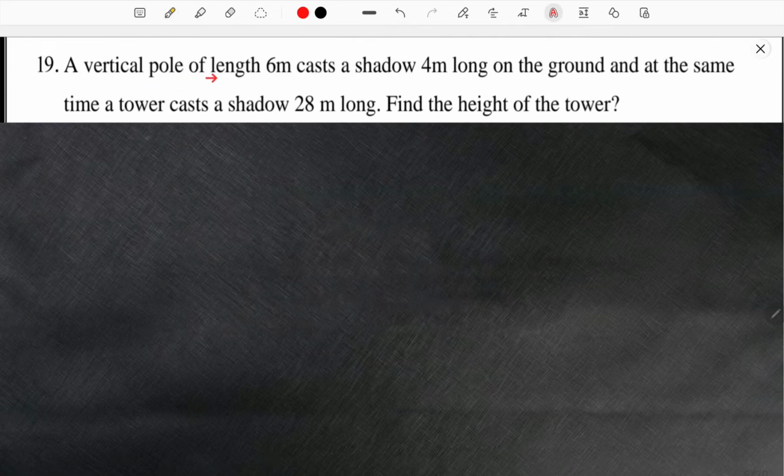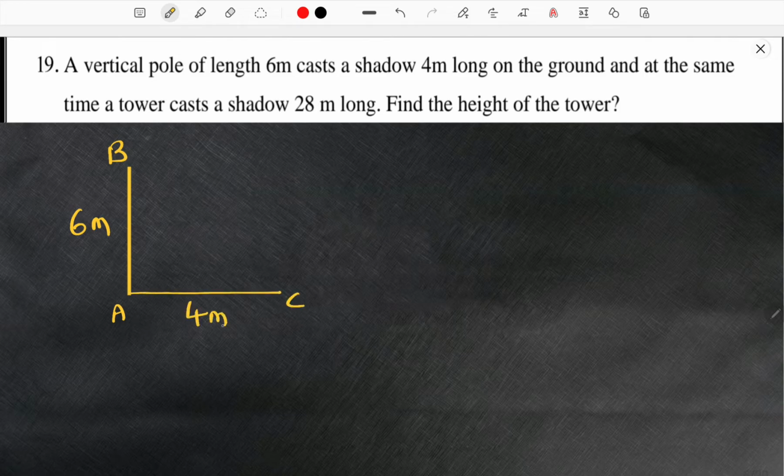A vertical pole of length 6 meter casts a shadow 4 meter long on the ground. So there is a vertical pole like this. This is having a height of 6 meter. Let us call it AB. And it is going to cast a shadow 4 meter long on the ground. Here will be the shadow like this. Let me name it as C, and here it is 4 meter, and definitely this should be 90 degree, and you can join this BC here.